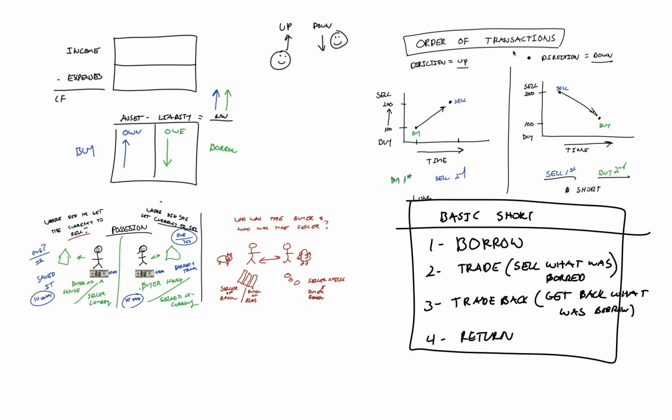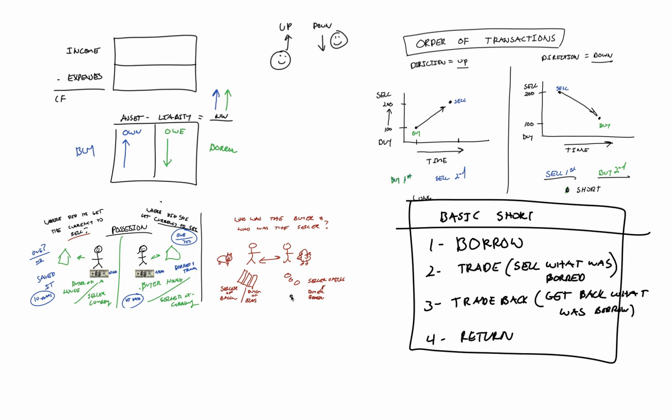Second concept was the order of the transaction. Buy first, sell second, or sell first, buy second, which leads us to how in the world do you sell first and buy second? Well, what is a buy and sell transaction, right? This guy sold first. He sold his bacon. This guy sold his eggs. It's just a transaction.